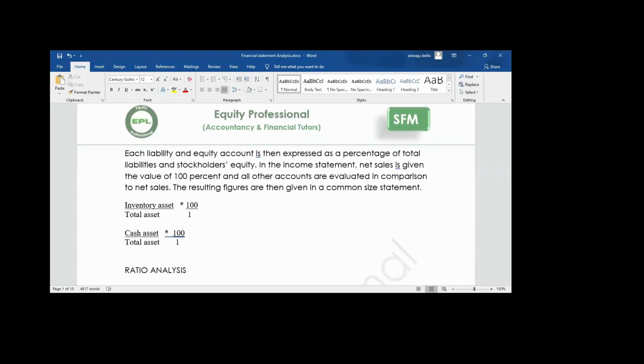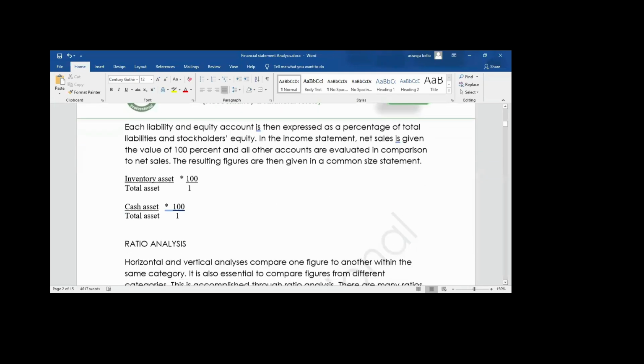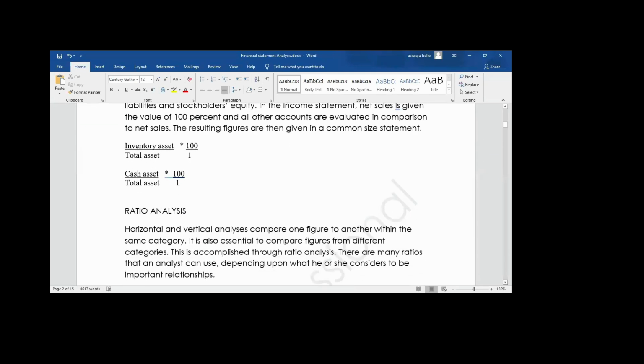Look at this example now. Inventory asset over total asset. This is common size analysis, also called vertical analysis of the financial statements. I can do cash asset over total assets. Then the third one is what we call ratio analysis, where most students are used to ratio analysis. They are also used to trend analysis.